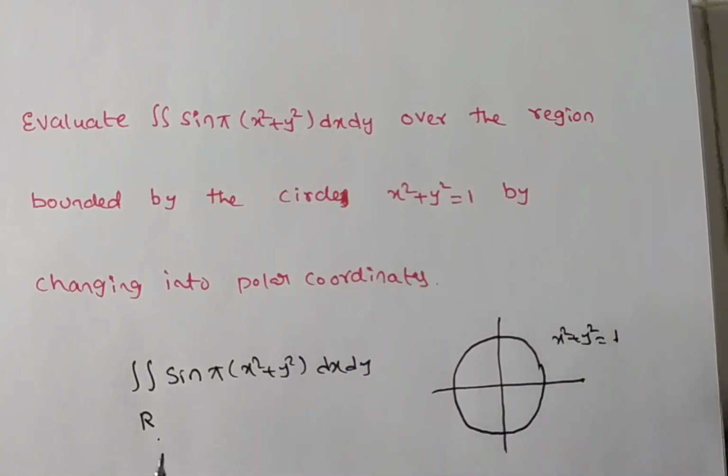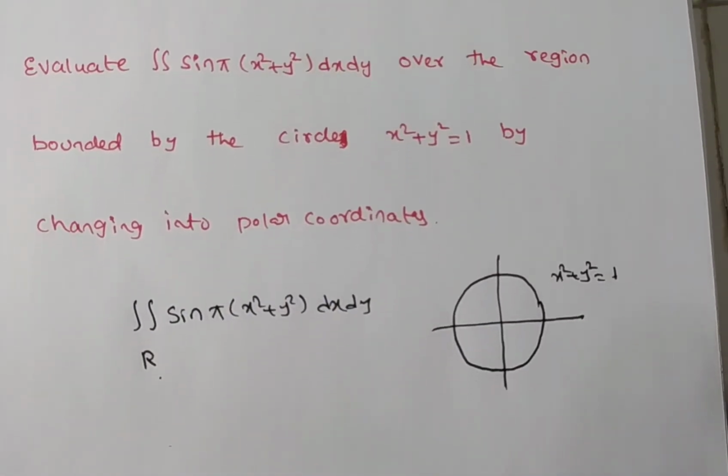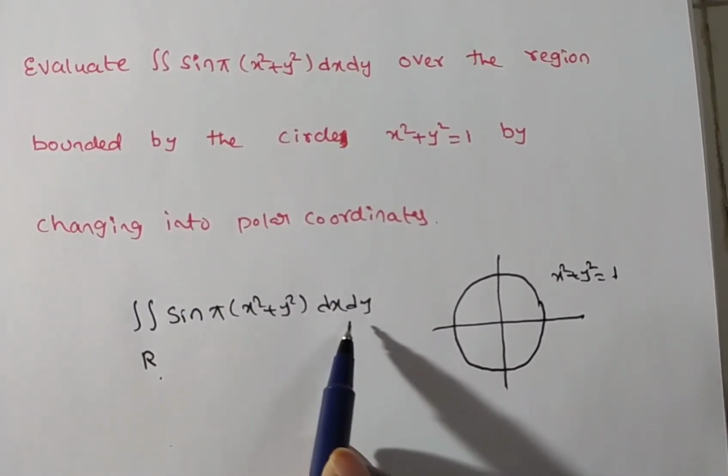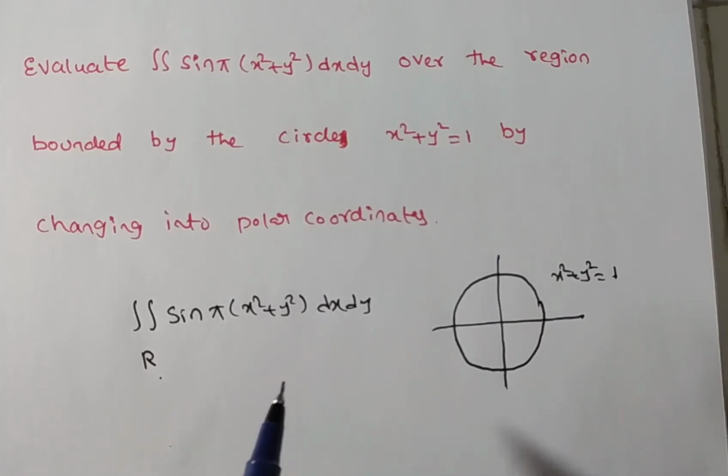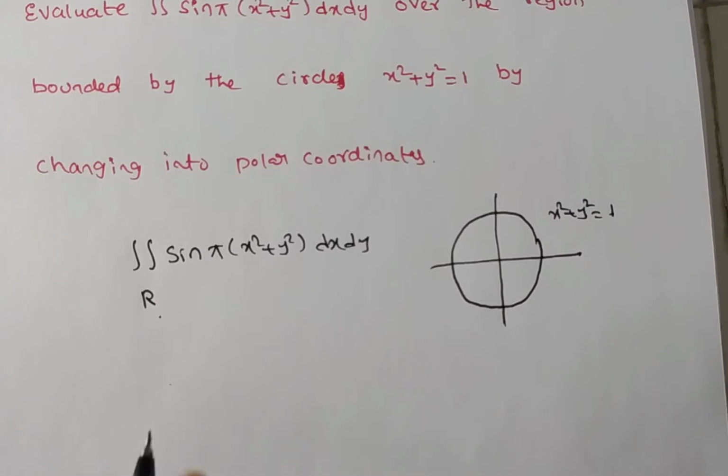But is it directly? No. By changing into polar coordinates. Now, it is in what coordinate? This is in x and y terms, so you can say Cartesian coordinates. So from Cartesian coordinates to polar coordinates we have to change.